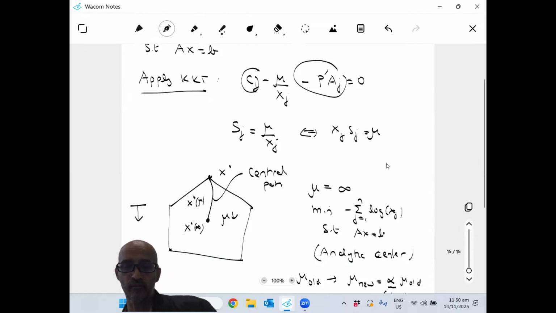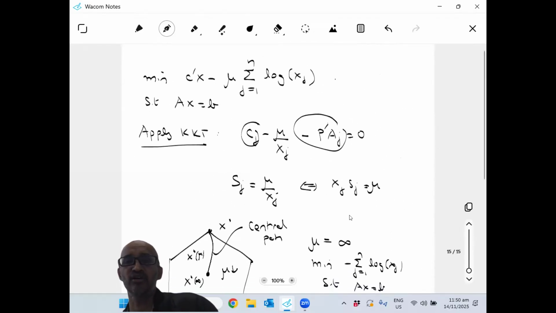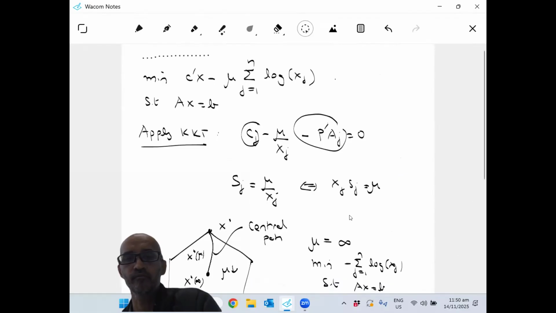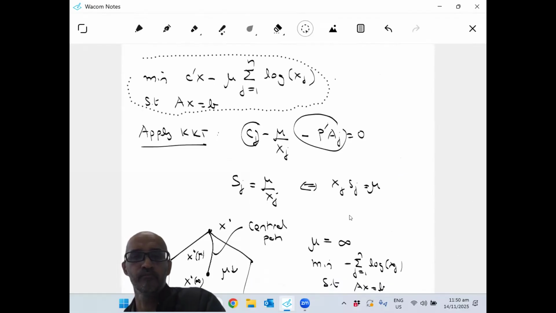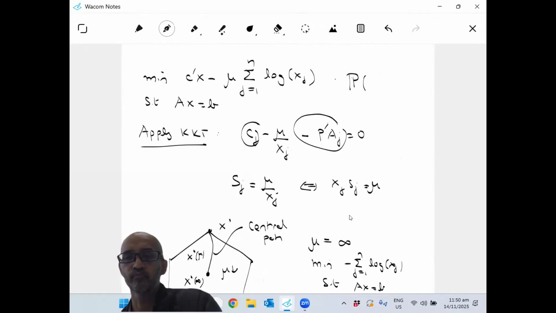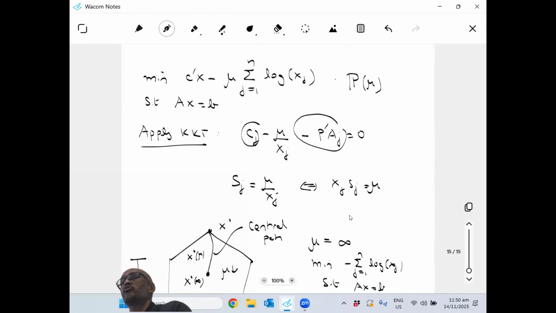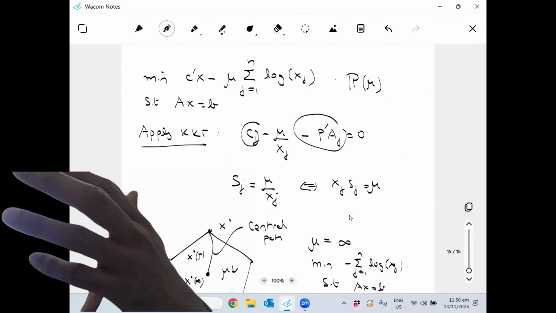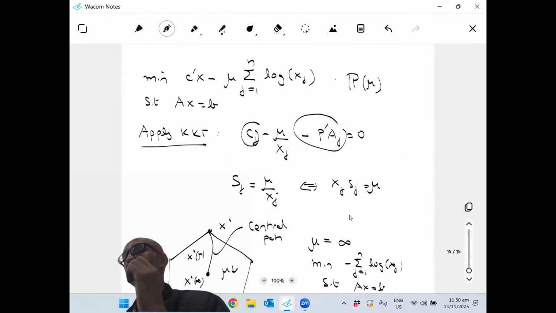This problem, P of mu, doesn't have a closed form solution. You can't solve this in closed form. So what you have to do is use Newton's method. You have to basically do a quadratic approximation of this function. That's why interior point methods work.